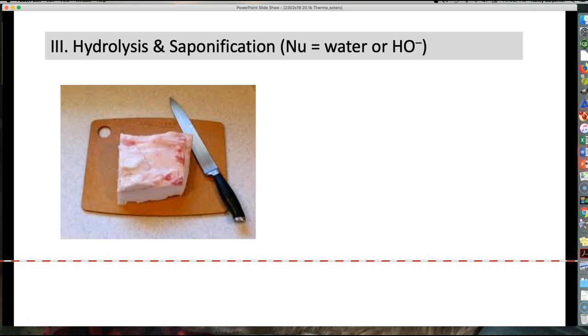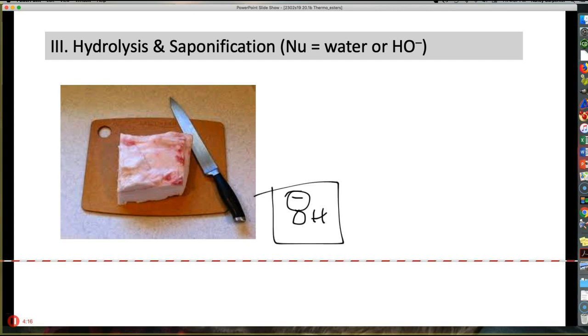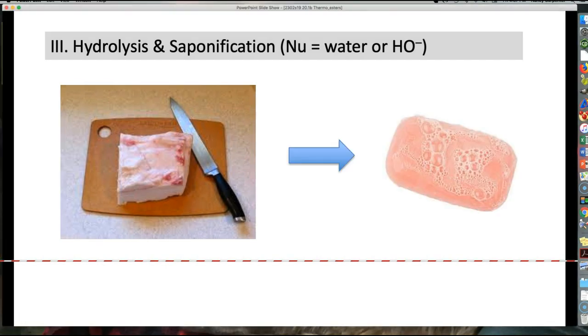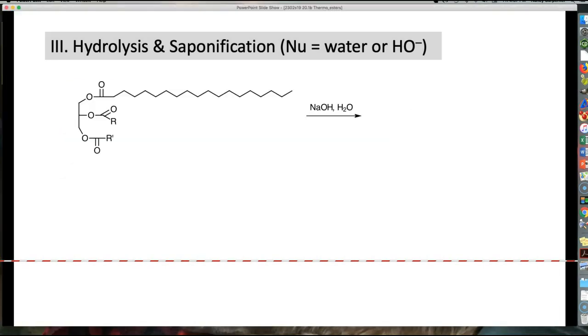Here's another interesting application of this chemistry, and it's obviously biochem because that's obviously part of what was once a living organism. That's a big old hunk of fat, and back in the day, our pioneer forefathers and mothers, most likely mothers, would boil that up in a big old vat of lye, aka hydroxide, to make soap. So basically this is an ester in the form of fat, and it gets hydrolyzed under basic conditions to give you soap. How does this happen?